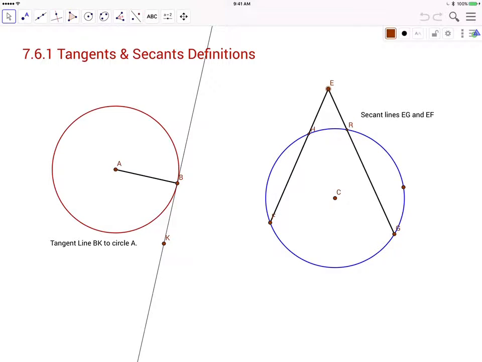All right, this is a quick screencast introducing section 7.6. This is 7.6.1. Just jumping back in and reestablishing what we have as tangents and secant definitions.